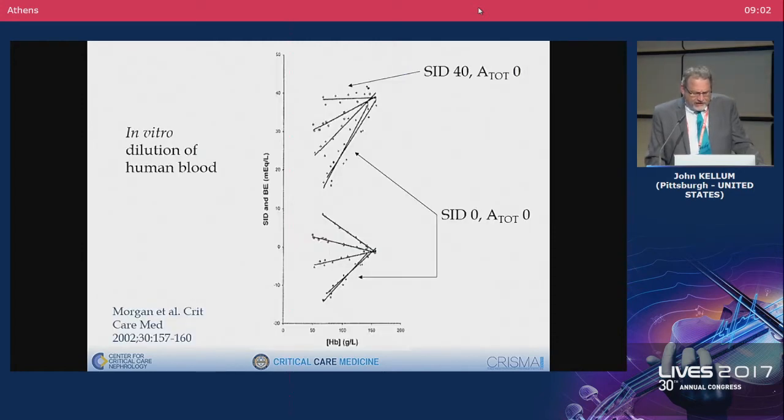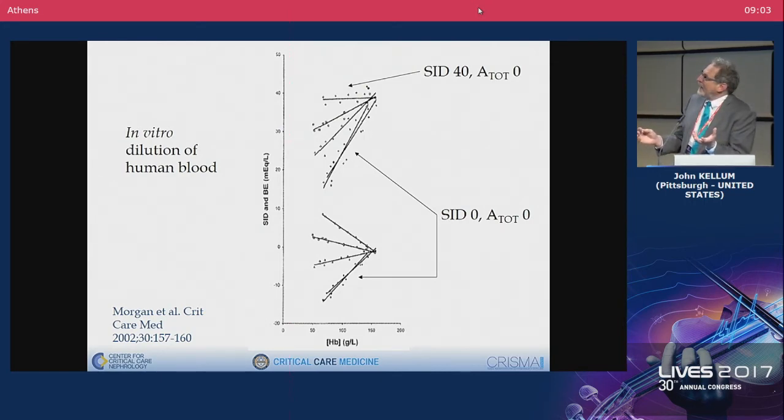Now, I mentioned that you could use various fluids and you could understand what was happening. This is actually an in vitro model, but it involves taking blood from humans. And in fact, this is John Morgan's group. He took his own blood and the blood of his co-authors. So that's skin in the game. They didn't take too much blood. But they took it and they put it in a beaker and they diluted it with various fluids.